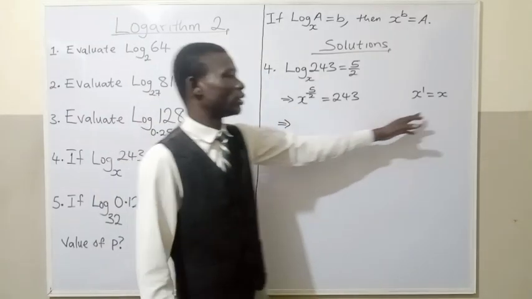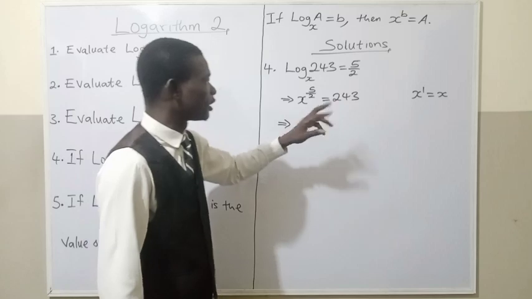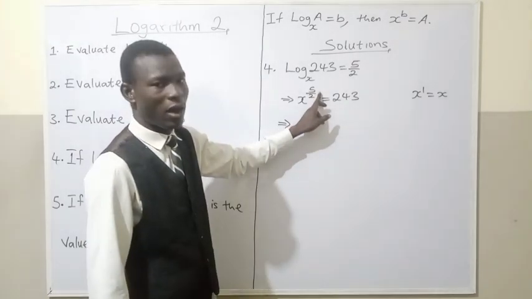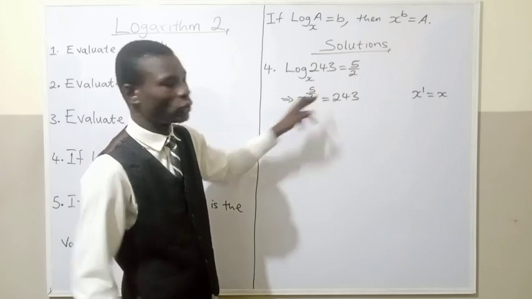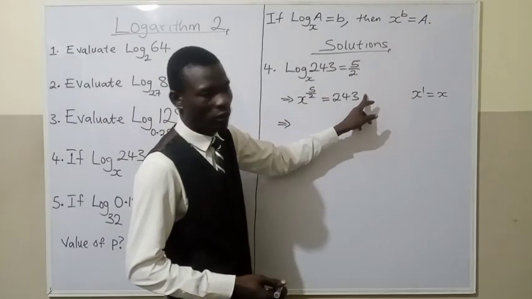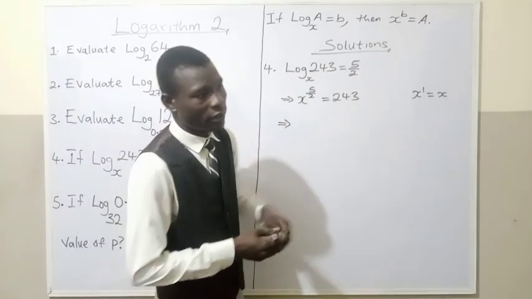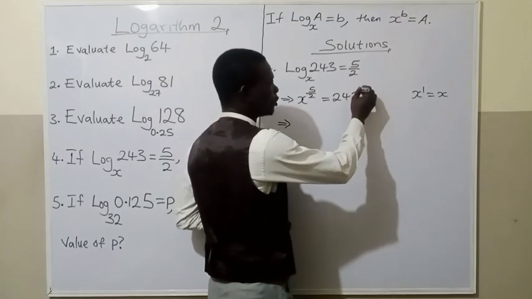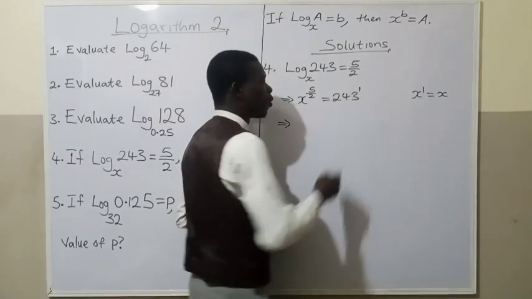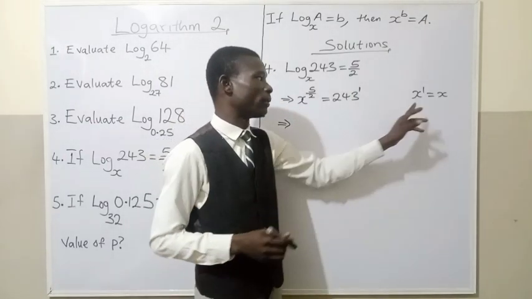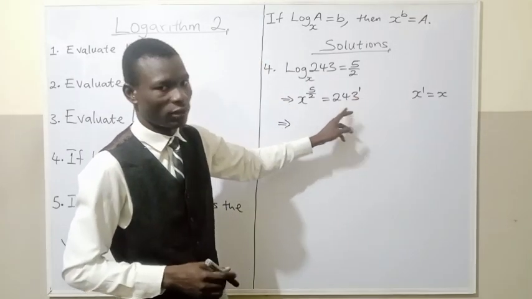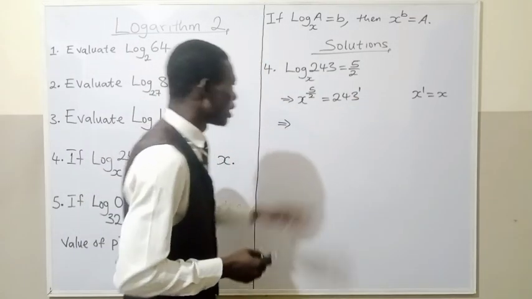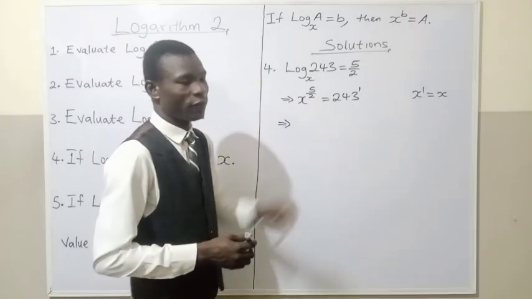So how do we achieve this? So we focus our attention on the power of x. What is the power of x? It is 5 over 2. And now 243 is not having any power. If it is not having any power, it is assumed to carry the power 1, because any number raised to power 1 remains itself. So 243 raised to power 1 is the same thing as 243 unchanged. So how do we achieve making the power of x to be equal to 1?